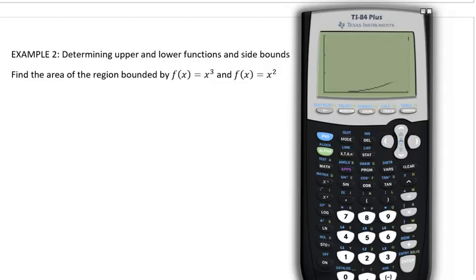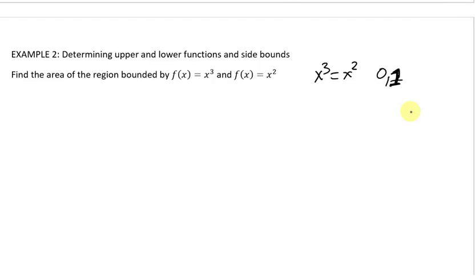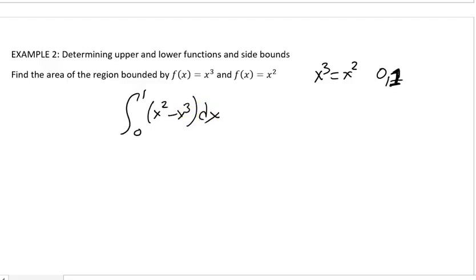There's our region. Okay, it looks like x squared is on top this time, so this would be the integral from 0 to 1 of x squared minus x cubed dx. And you can put that in your calculator to get an answer.